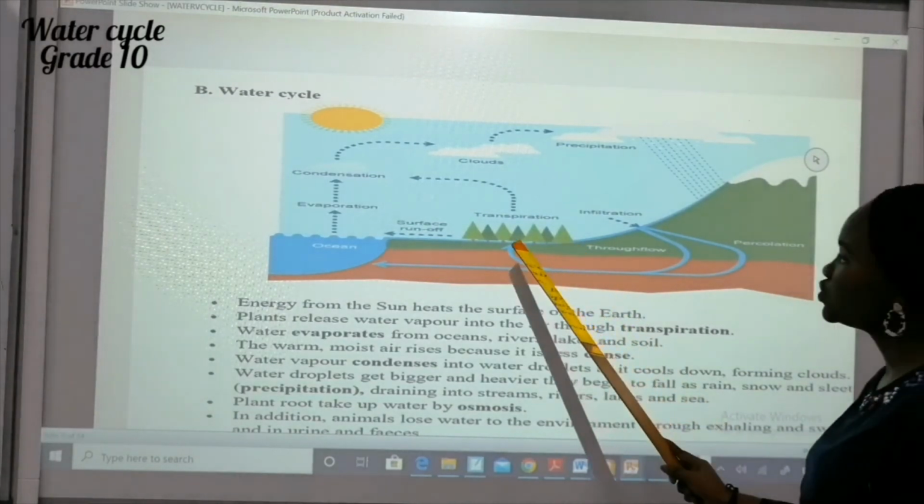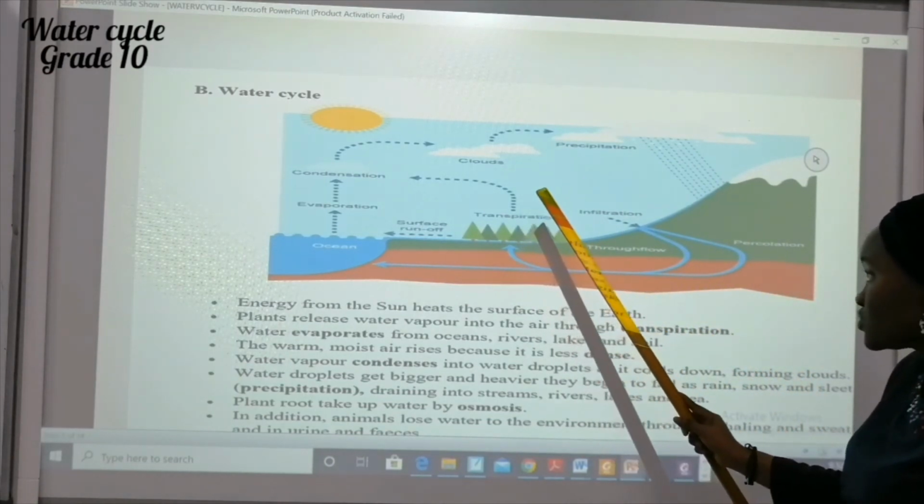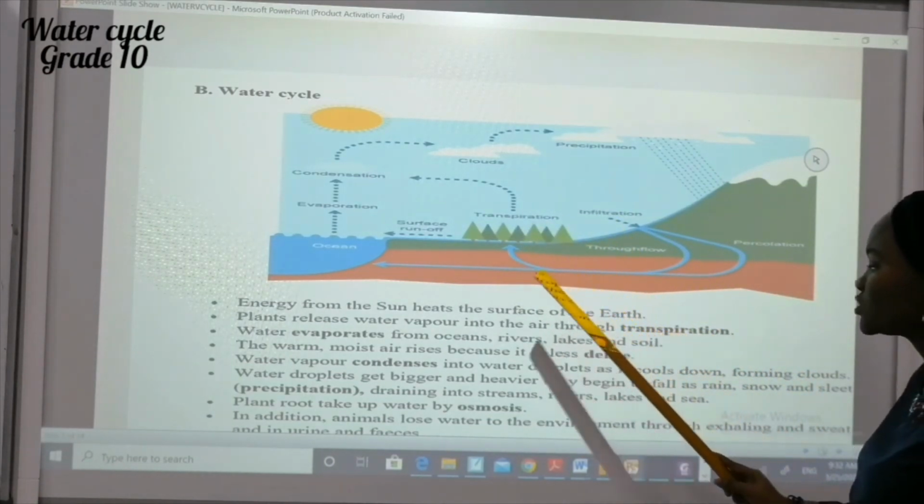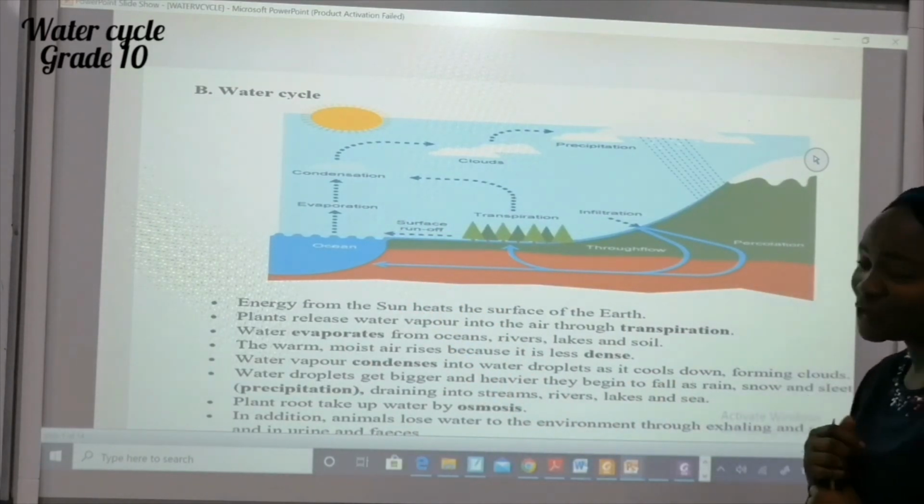Okay, then when they fall, plant roots will also take some of the water, so they can also have transpiration again, and the rest of the water will go to the ocean. Alright, so that's about water cycle.